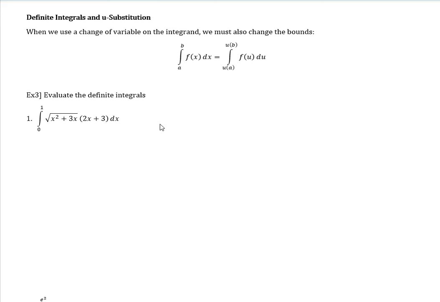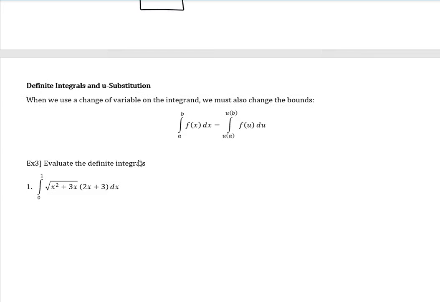Hi everyone, welcome to our video on definite integrals and u-substitution. So definite integrals are integrals that have the little numbers on the integral symbol, which means that we are finding a net area eventually. But sometimes with our integrals, we need to use u-substitution to evaluate.